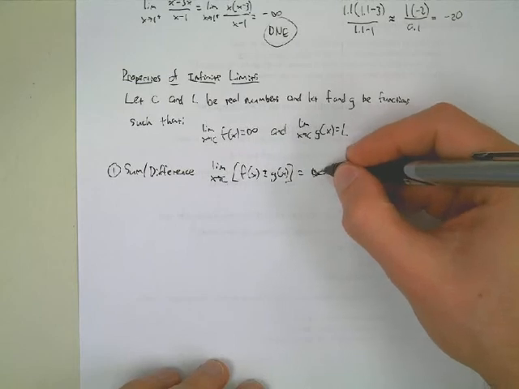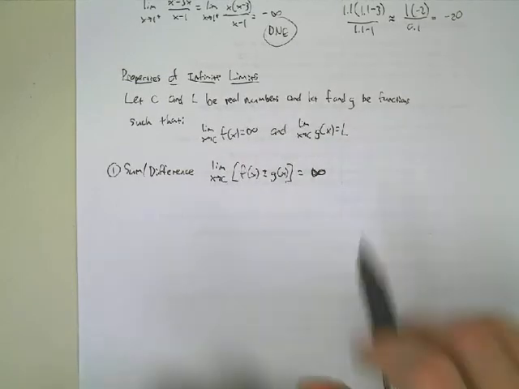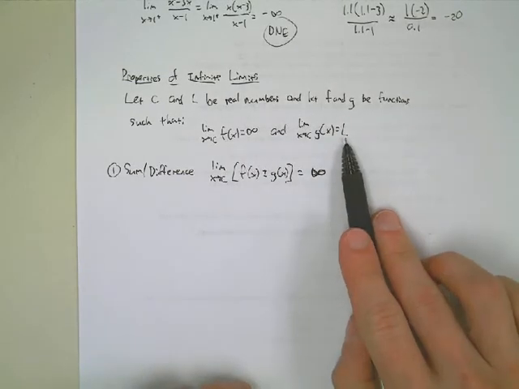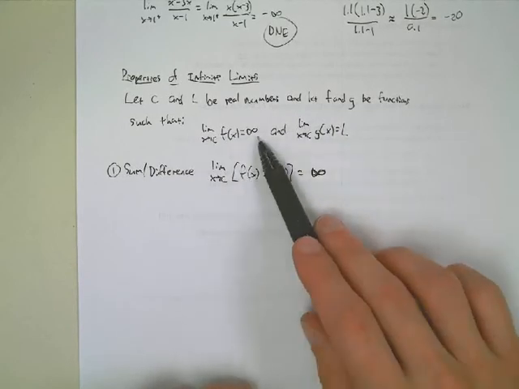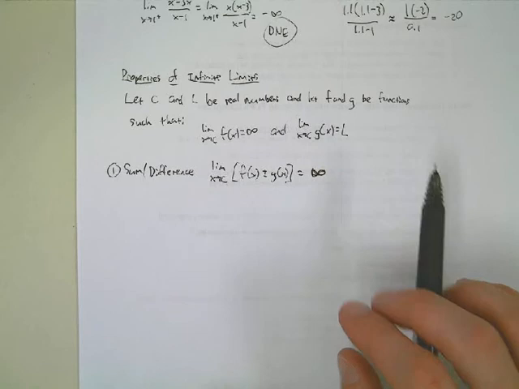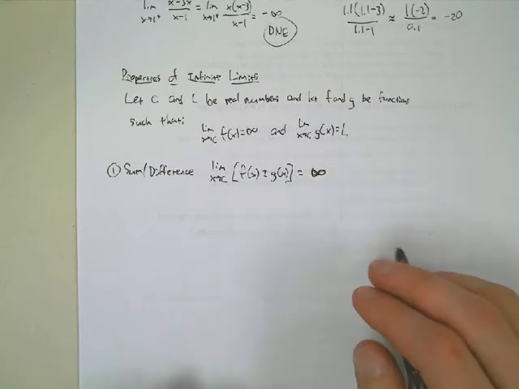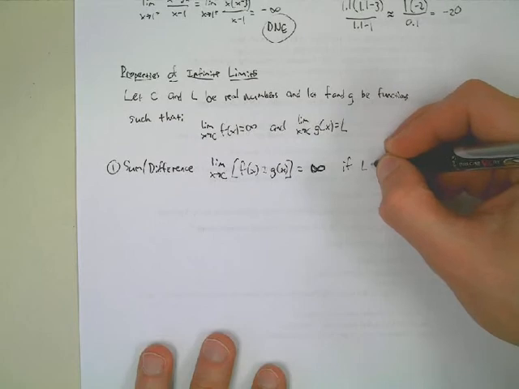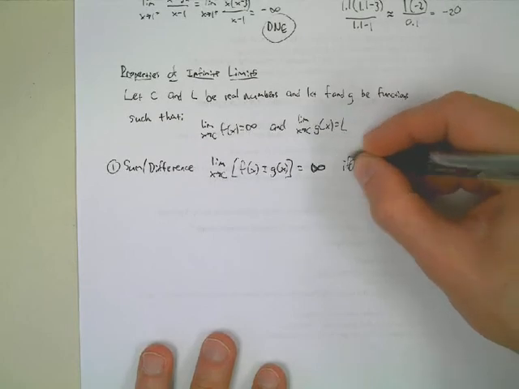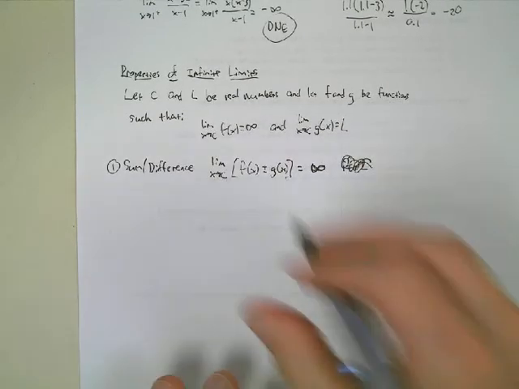Even if L is like 1 trillion, infinity plus a trillion is still infinity. Infinity minus a trillion is still eventually going to go up to infinity anyway. Again, this is only true if L is... Oh, no, sorry. That's for the next one. My mistake. That's true in general there. All right, product.